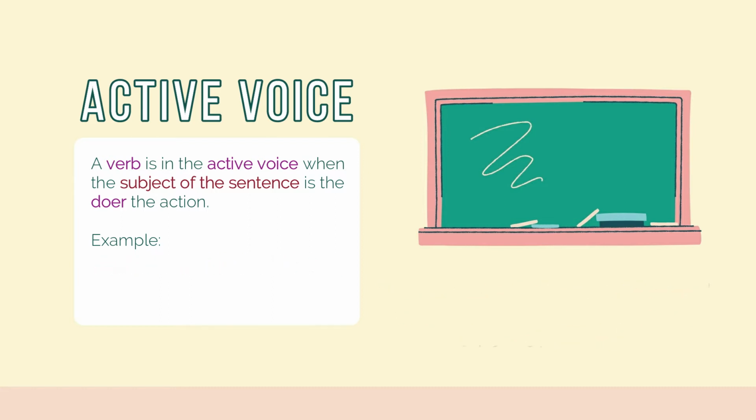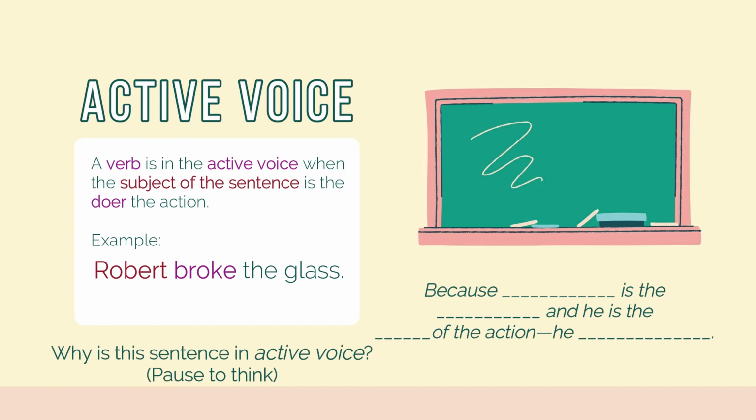Let's have another example, and this time, try to explain why the sentence is in the active voice. Robert broke the glass. Why is this sentence in active voice? Pause to think. This sentence is in the active voice because Robert is the subject and he is the doer of the action.